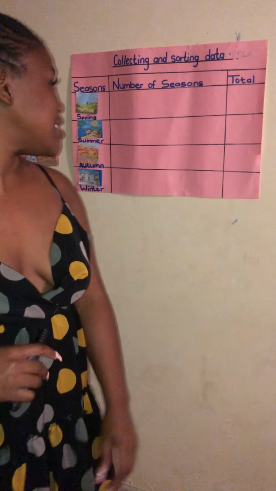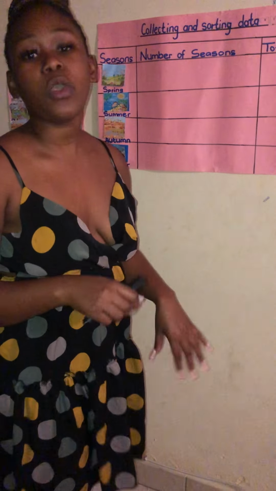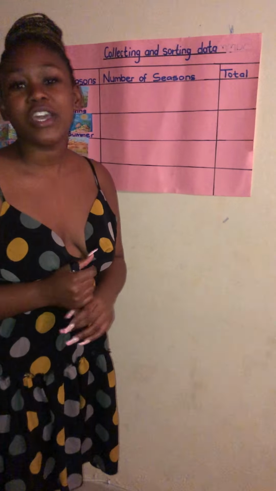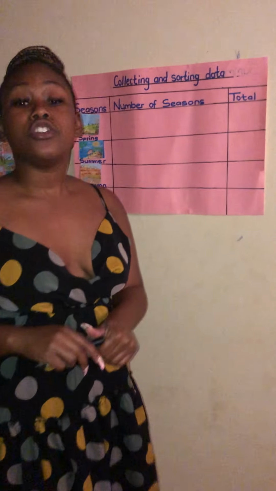Alright. So now learners, let us do an example so that we can see if each and every one of us understood this lesson. Okay? Alright, let us start. This time around, we collected seasons. Do you remember seasons that we learned about in English? Do you remember the ones that we learned about in life skills? Yes, the 4 seasons.